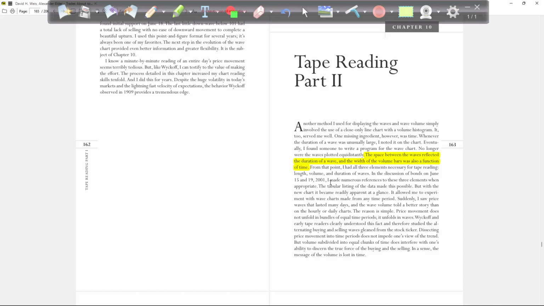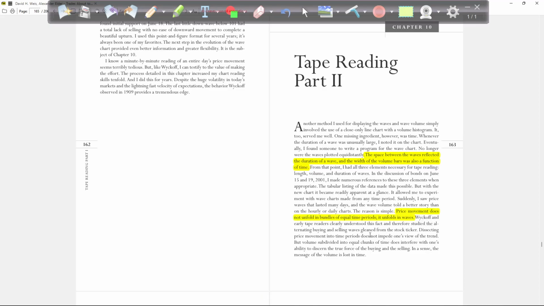In the discussion of bonds on June 15 and 19, 2001, I made numerous references to these three elements when appropriate. The tabular listing of the data made this possible, but with the new chart it became readily apparent at a glance. It allowed me to experiment with wave charts made from any time period. Suddenly I saw price waves that lasted many days, and the wave volume told a better story than on the hourly or daily charts. The reason is simple. Price movement does not unfold in bundles of equal time periods.